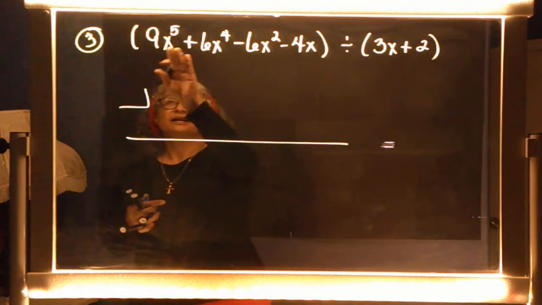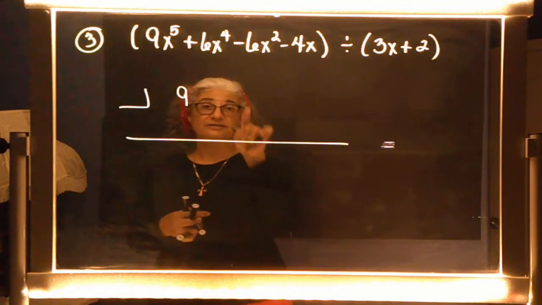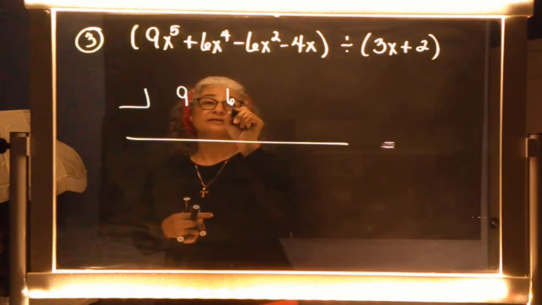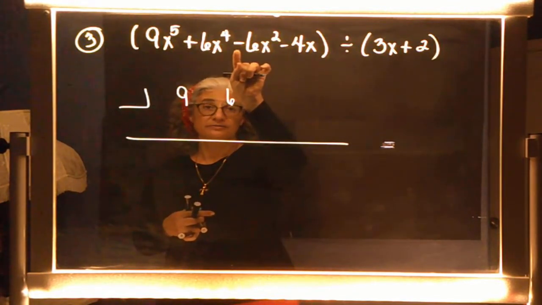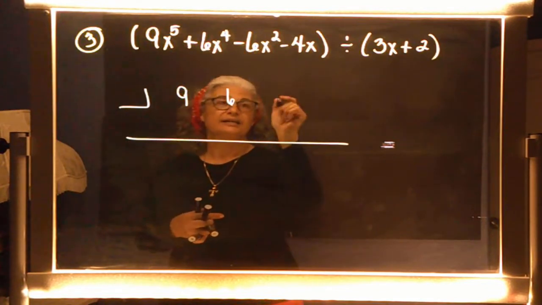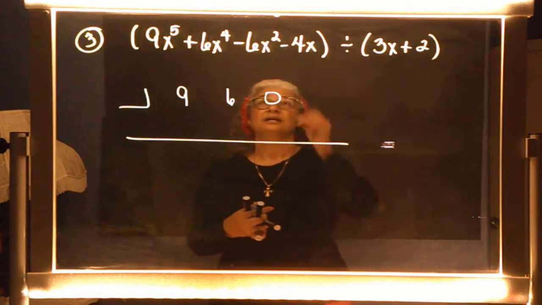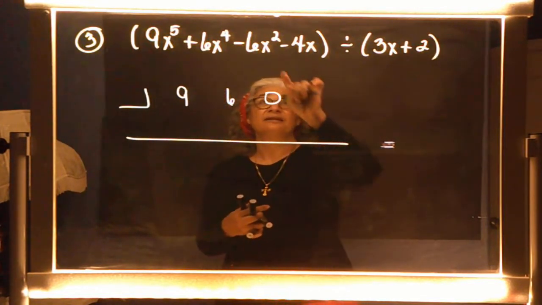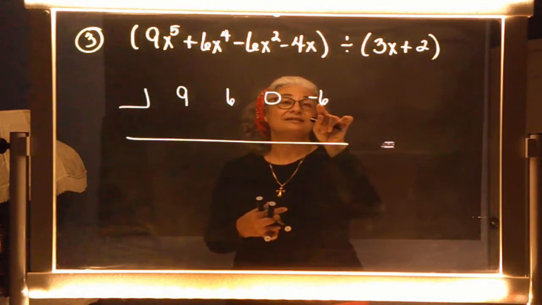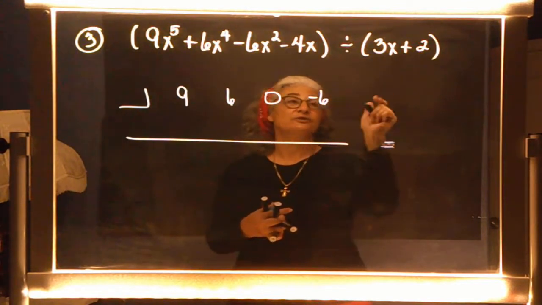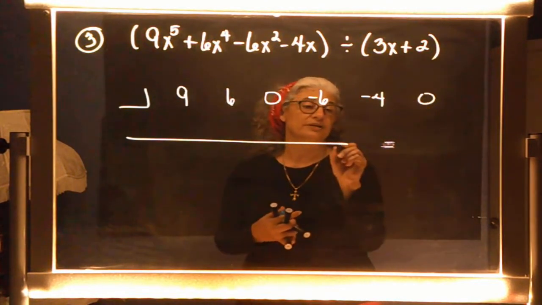So it starts out with the 9 next to the 5th, so I'm going to write the 9. And then it goes to 6x to the 4th, so I'm going to write the 6. And after the 4th power should come the 3rd power. Do you see a 3rd power? Neither do I, so what are we going to do? Yeah, you're going to write 0. 0x to the third. After x to the third comes x to the second, which I have, that's minus 6. After the x to the second comes x to the first, which is minus 4. And then I should have a constant, which I don't have, so that's 0.